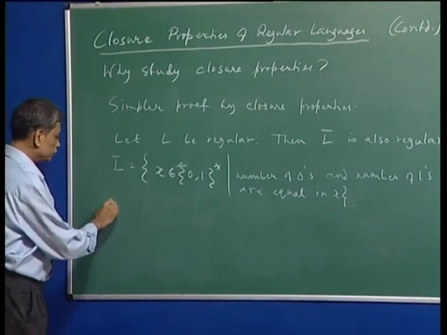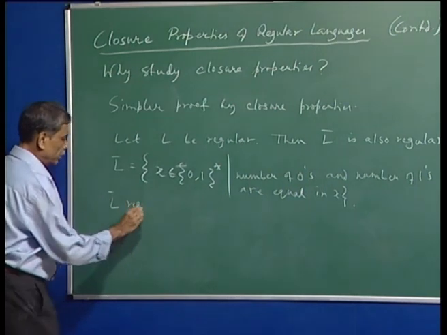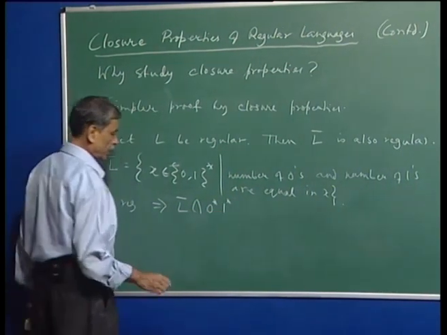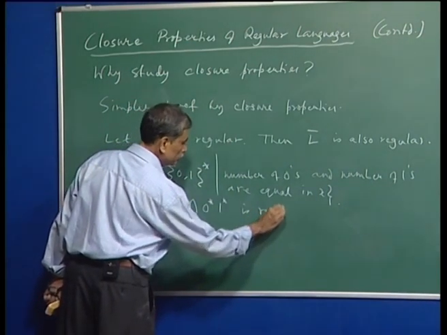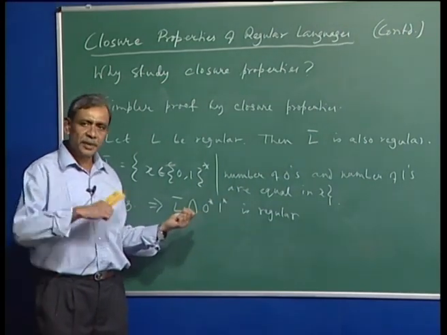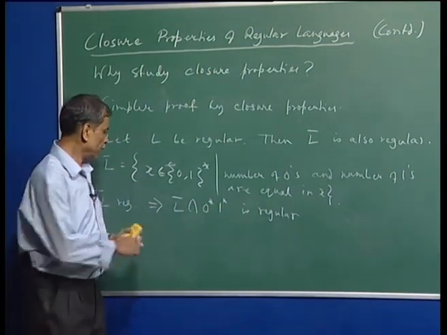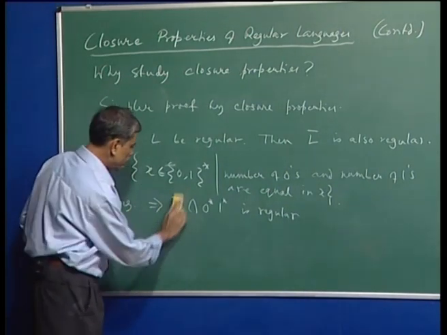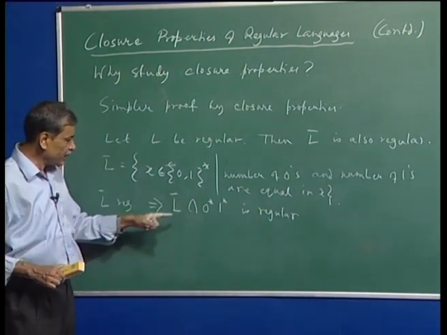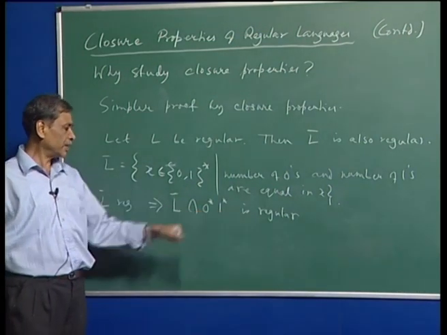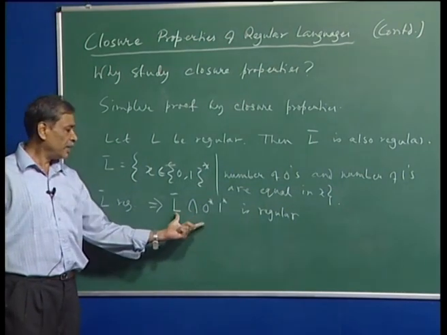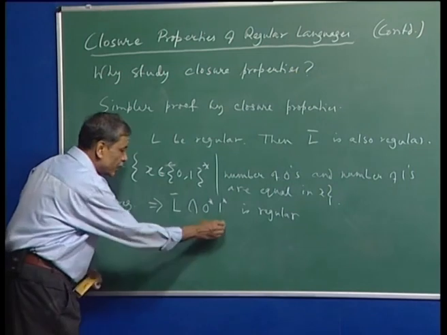Now since L complement is regular, this implies L complement intersection 0 star 1 star is also regular. Remember, 0 star 1 star is the set of all strings which are of the form some number of zeros followed by some number of ones. What is the reason I can claim that L complement intersection 0 star 1 star is regular? L complement is regular, and this language 0 star 1 star is also regular. Regular languages are closed under intersection. So therefore, this language is regular.